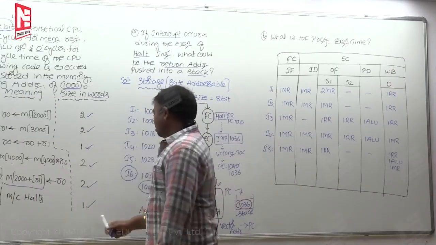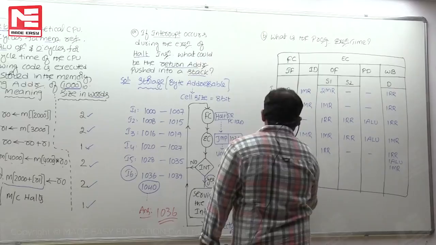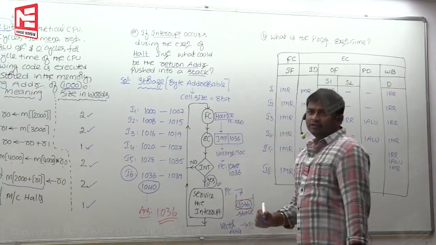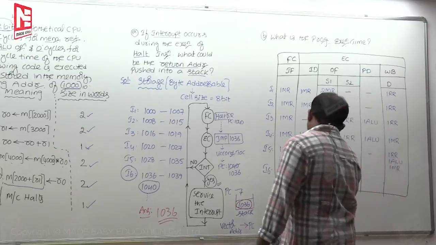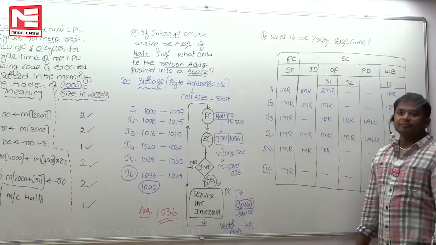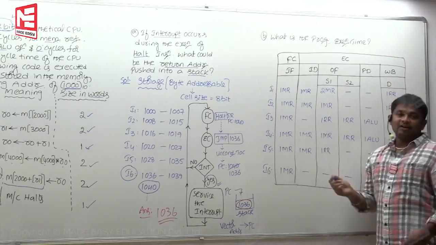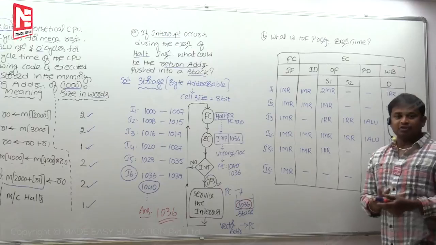Next, I6. It is 1 word long. 1 MR. So it is a halt. Decoding is enough to execute the halt. No need of memory references with respect to the remaining portion. This is the style of executing the code individually with respect to every instruction.